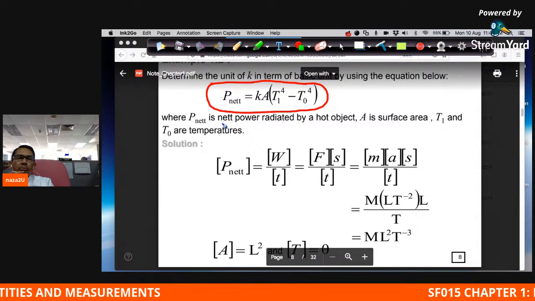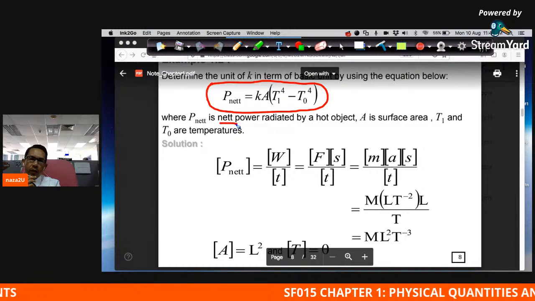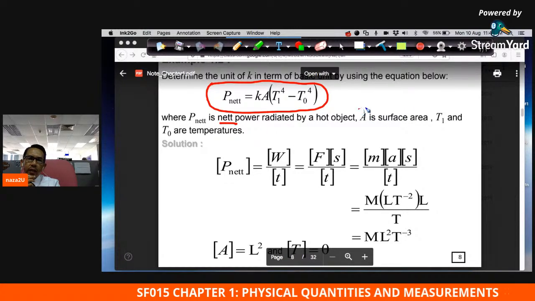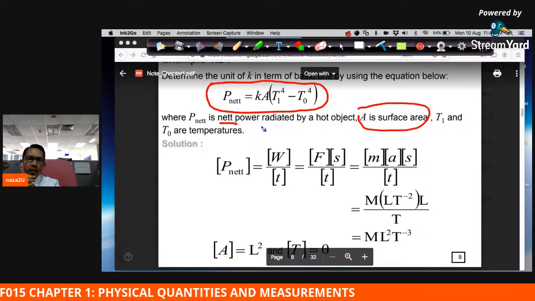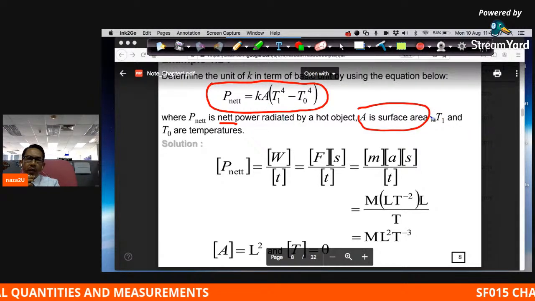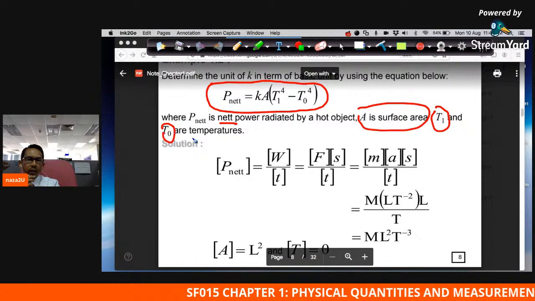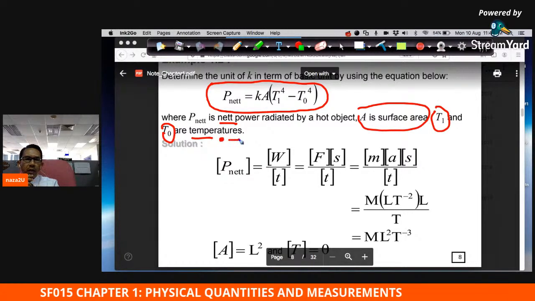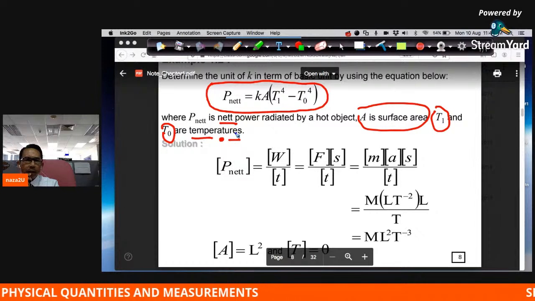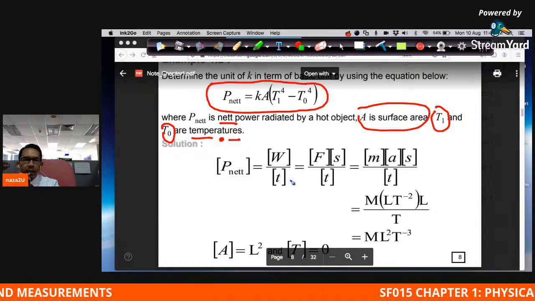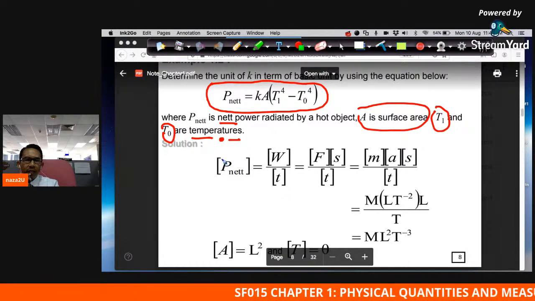P is a power, or net power, right? And A is a surface area. And the t1 and the t naught is a temperature. So now the question asks you to find the dimension for, let's say, the P.